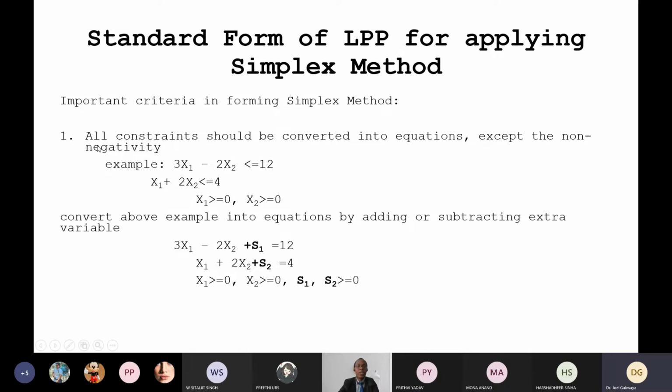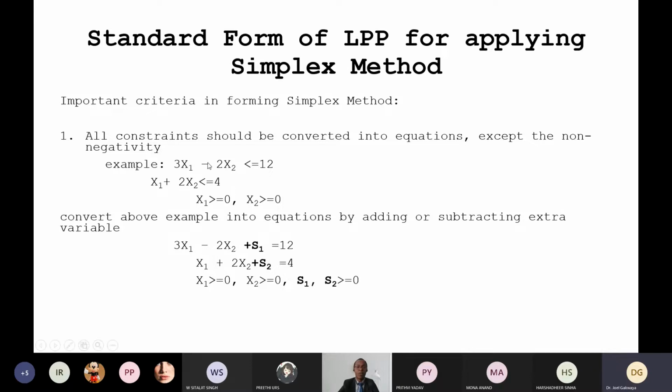Number one, all constraints should be converted into equations, except the non-negativity. You get it? If you have constraints, in order to calculate the optimum solution, we need to convert them into equations. To convert them into equations, we have to add or subtract extra variables.